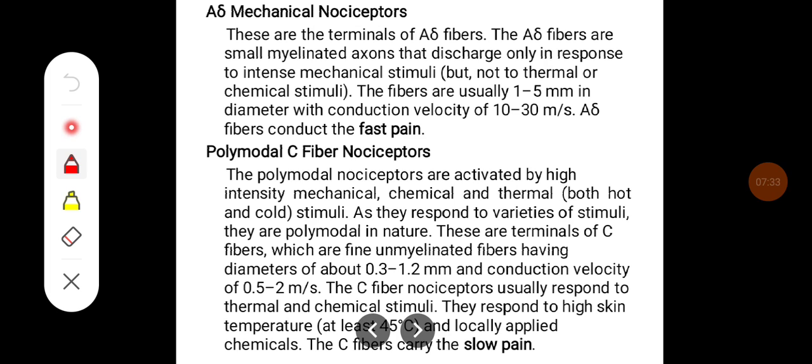A delta mechanical nociceptors are terminals of A delta fibers. The A delta fibers are small myelinated axons that discharge only in response to intense mechanical stimuli, but not to thermal or chemical stimuli. The fibers are usually 1 to 5 mm in diameter with a conduction velocity of 10 to 30 meters per second. A delta fibers usually conduct fast pain.